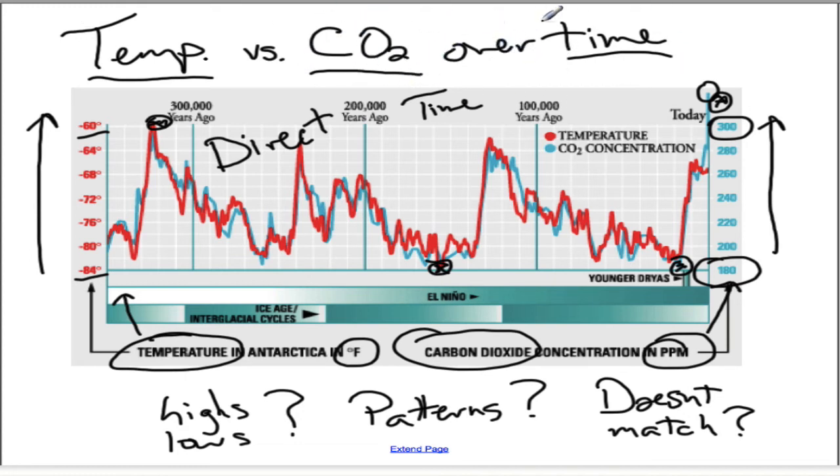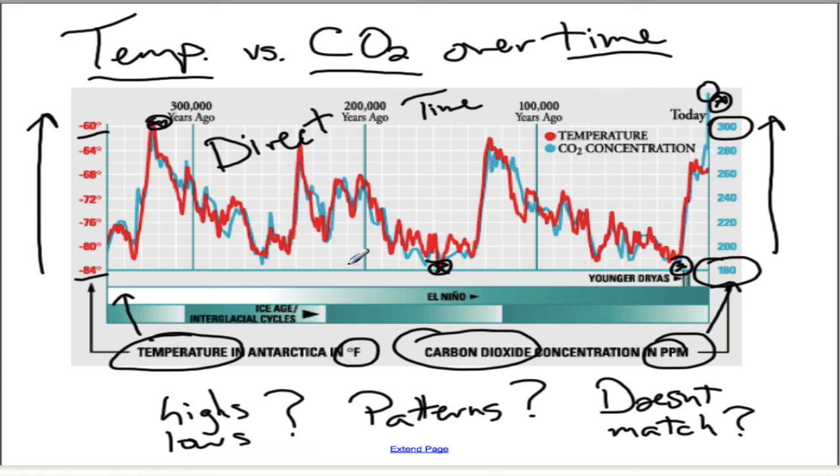So we would say that there's a direct relationship or direct correlation between temperature and CO2 concentration over time. Now we're not going to focus really on time here because we're not really measuring the time. Time is not going to change. It's going to stay at the same speed. It's not going to speed up or slow down. What we're really focusing on here in this data is the temperature and the CO2 concentrations.